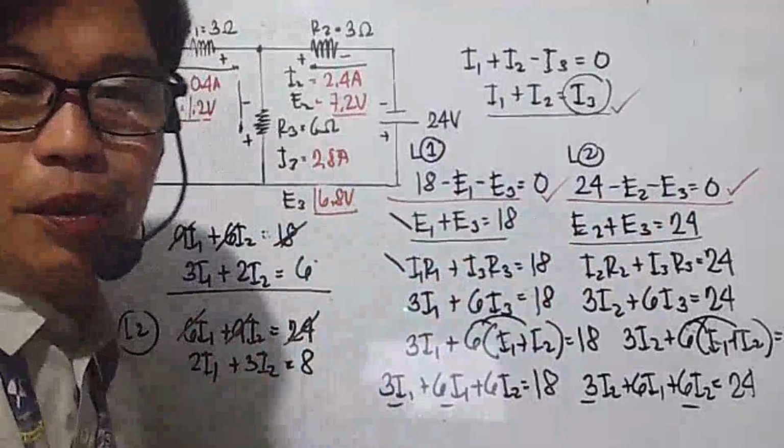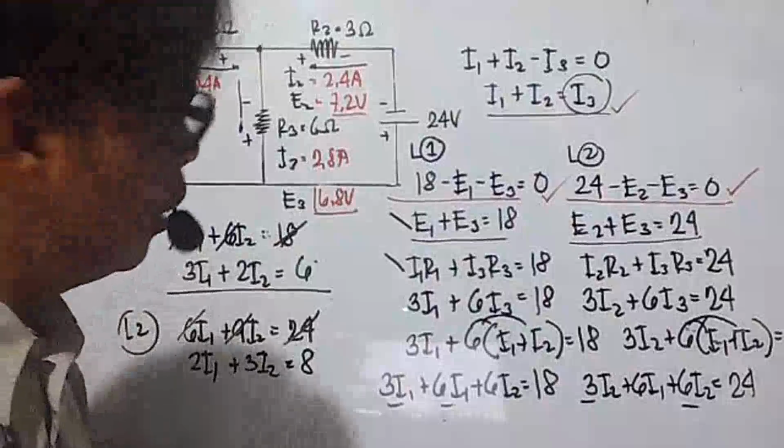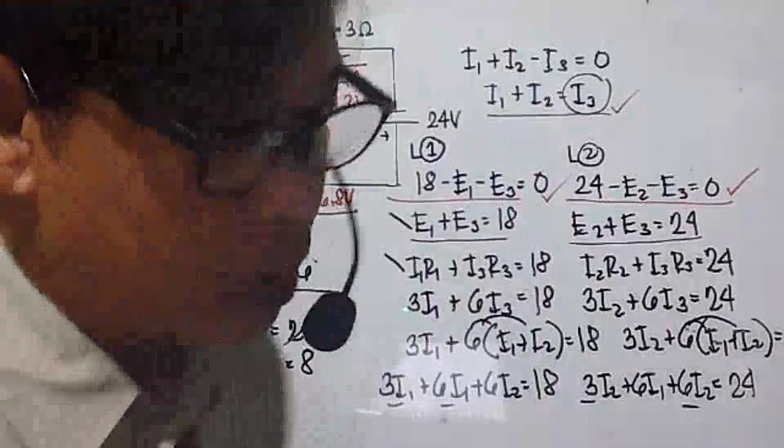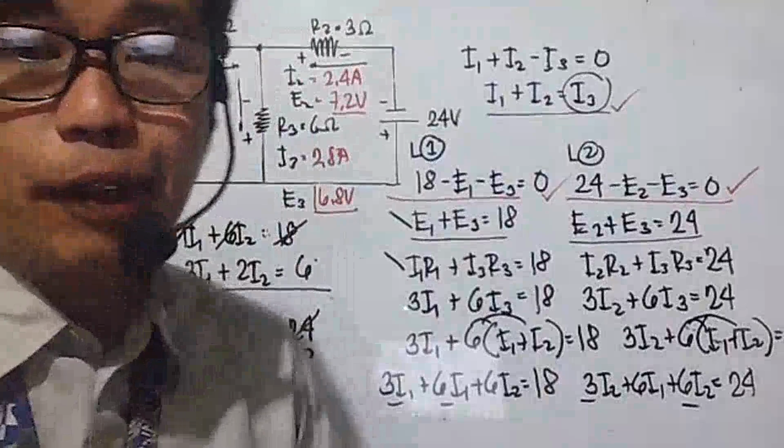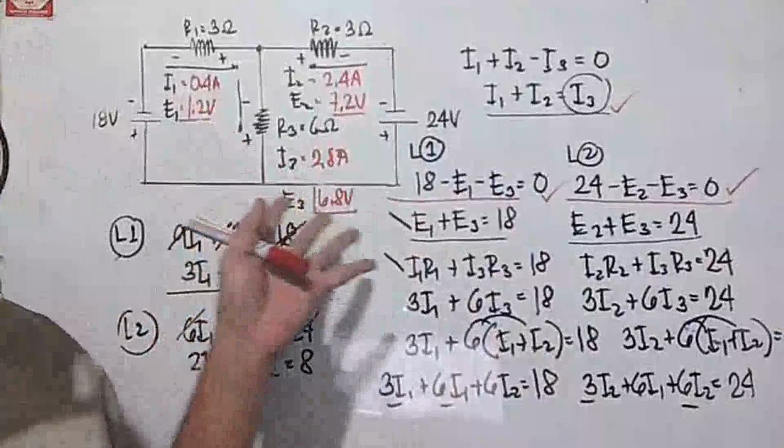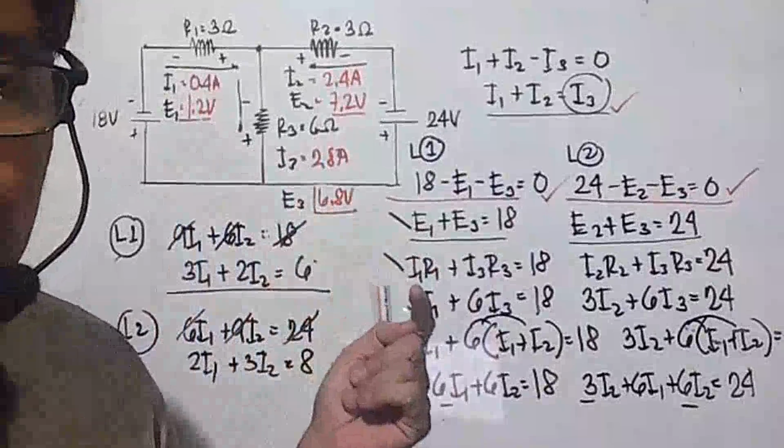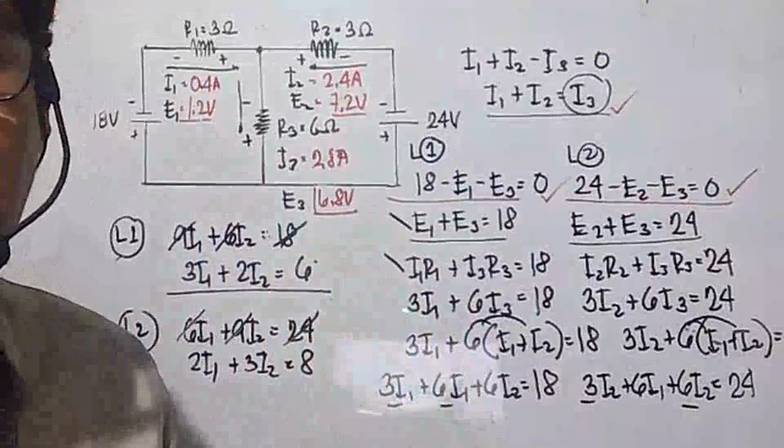Okay, so that's it. So hopefully you understood the solution. This is still Kirchhoff's law. We use the branch current method in solving for the unknown. This is just for 3 resistors and 2 batteries. Okay, so I think that's all.